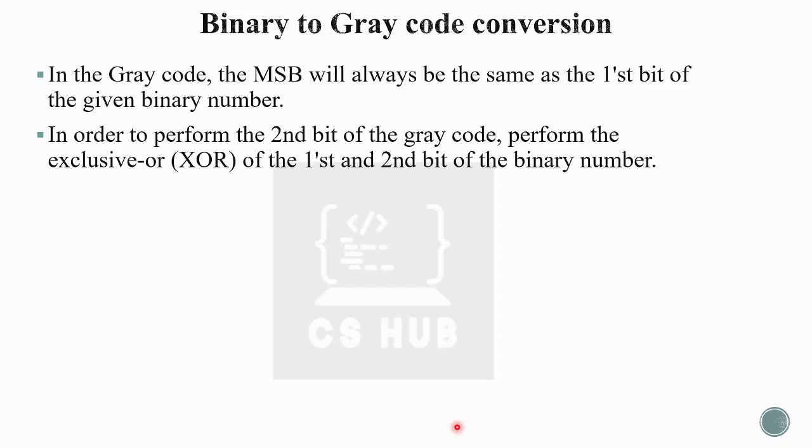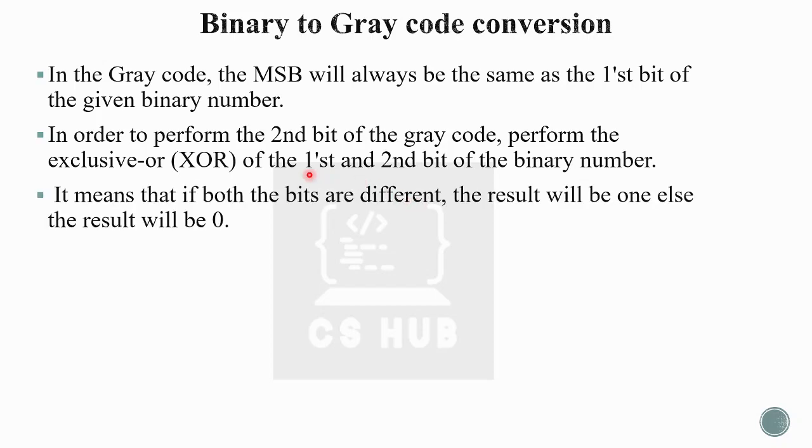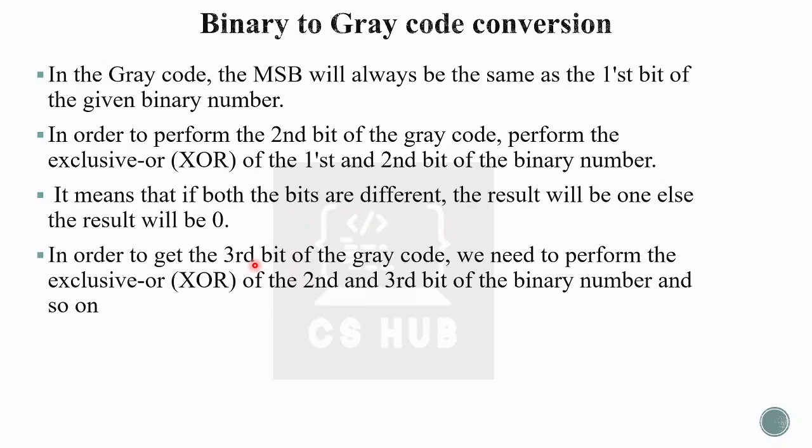Then to find the second bit of the gray code, perform the XOR operation of the first and second bit of the binary number. It means that if both the bits are different, the result will be 1, else the result will be 0. In order to get the third bit of the gray code, we need to perform the exclusive OR of the second and third bit of the binary number, and so on.